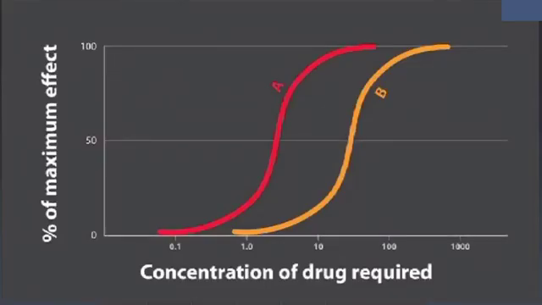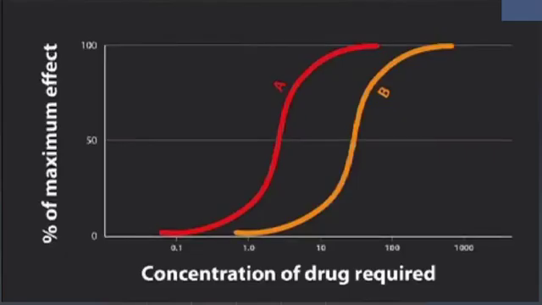So EC50 is an amount. It's a dose of a drug. It's a concentration of drug. You see that the x-axis is the concentration of the drug required, and the y-axis is the percentage of the maximum effect. So we see 2 drugs, drug A and drug B, and they have the same maximum effect. They both lower the blood pressure by the same amount. Maybe that amount is 20 points, 20 millimeters mercury. But the 2 drugs require a different amount of the drug in order to achieve that effect.